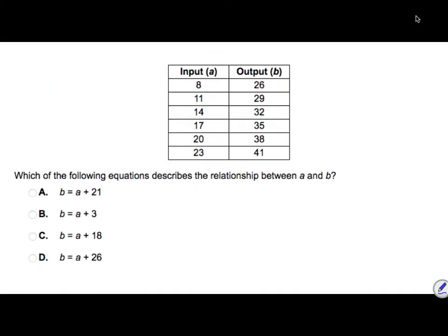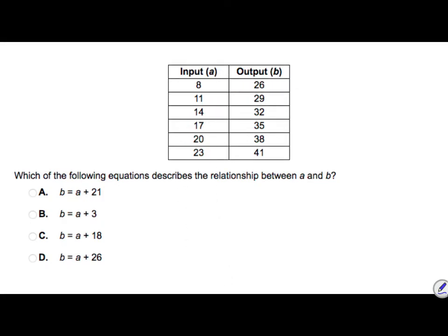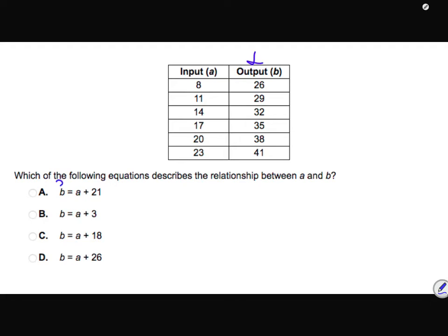Here's one that I want you guys to stop, pause, and try to see. The only thing I want you to see is that there are some letters here which we call variables. That's okay. Look, they tell me that the input is A and the output is B. So these all start with B equals, meaning I see B is right here, so I could check this. 26 equals, here's my A, 8 plus 21. Well, let's think. Is 8 plus 21 26? No, that doesn't make sense.